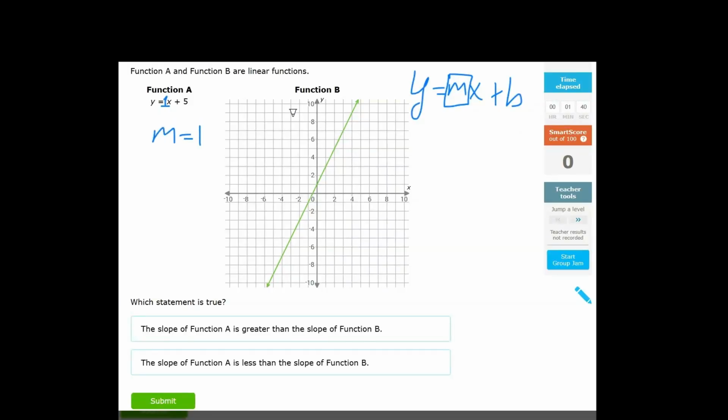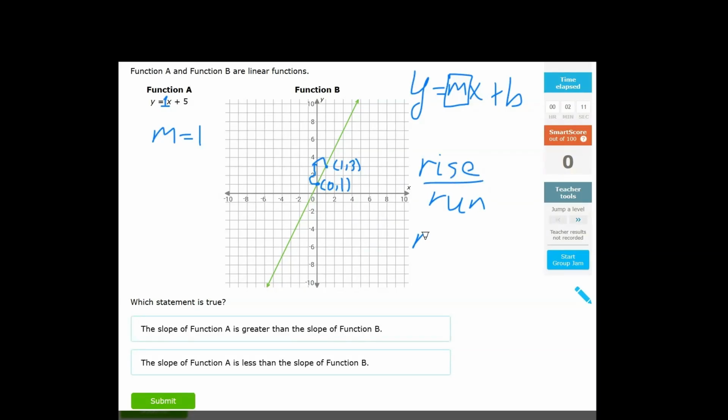Now let's look at function B. I see a clean point over here that seems to be 0 comma 1. And there's another point here, which is 1 comma 3. Again, you could do it graphically. I rise up 2, and I go over 1. Rise over run.